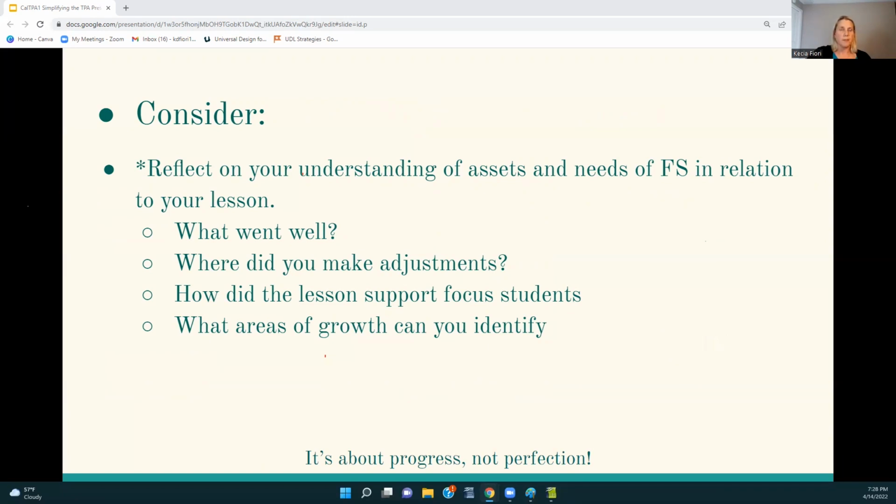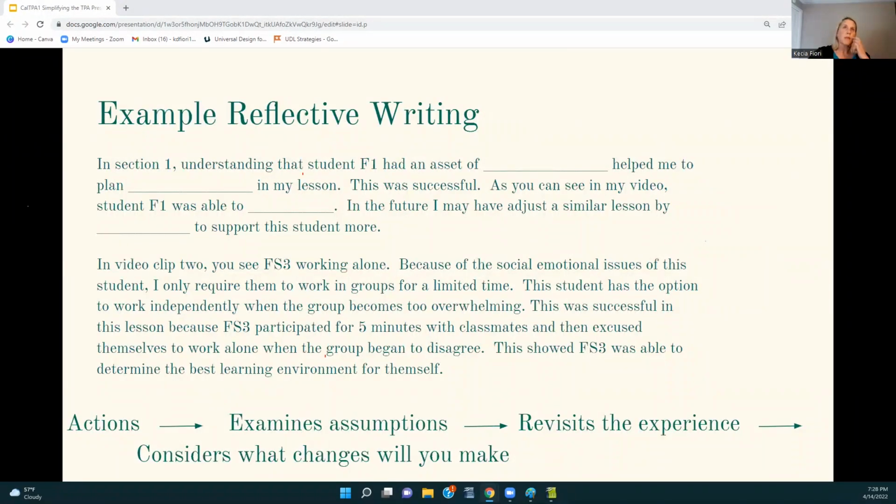All right. So you're gonna make some, consider and reflect. Okay, here's a couple examples of some reflective writing.